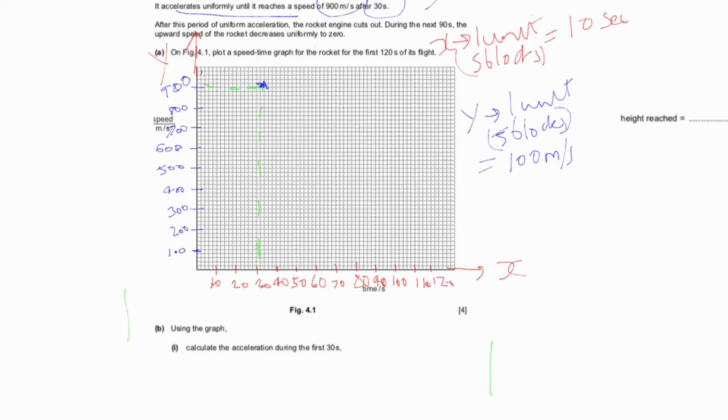Now we got the point where it will meet like this. So till here it will accelerate. So from 0 it is starting from rest. So you have to make a straight line like this, a full straight line.